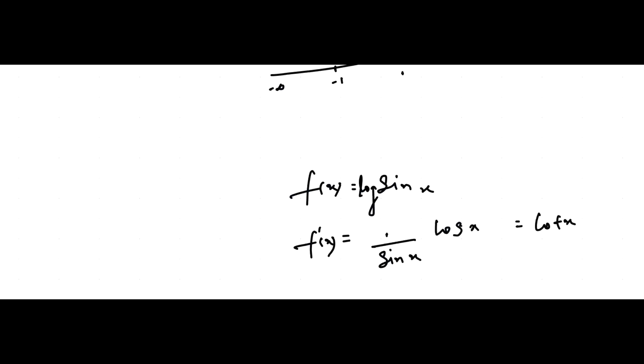In first quadrant, all positive. In second quadrant, sine positive. In third quadrant, tan positive. And in fourth quadrant, cos positive. Only this logic will work. If I ask you in between 0 to pi by 2, you will say all are positive.